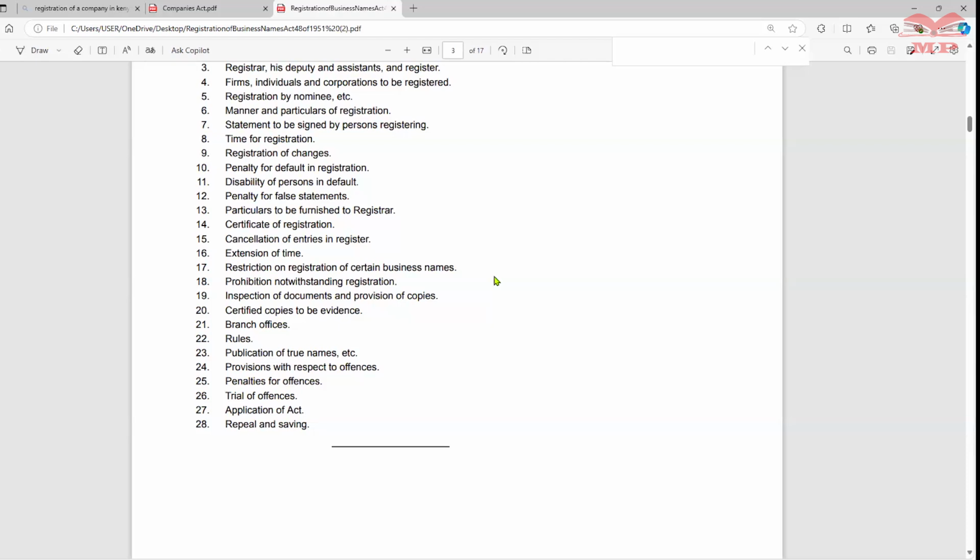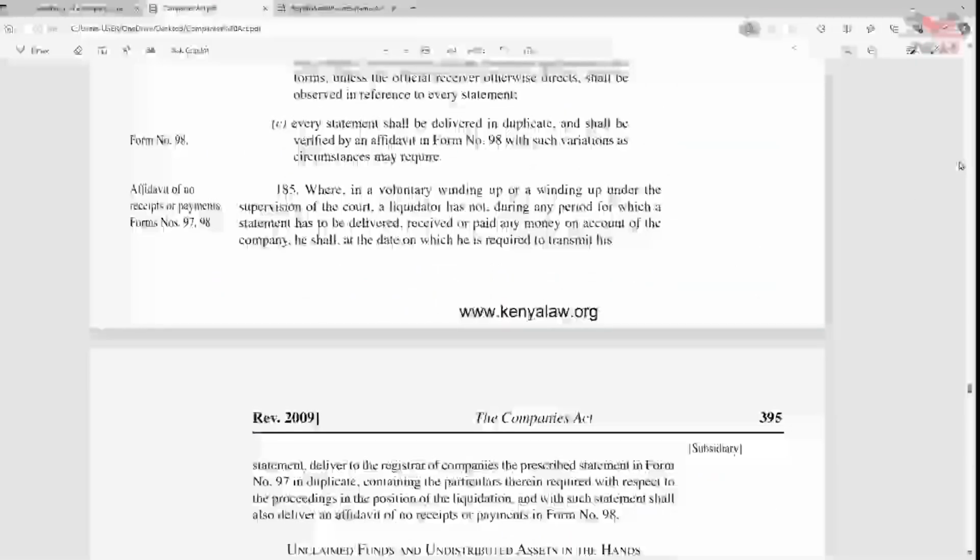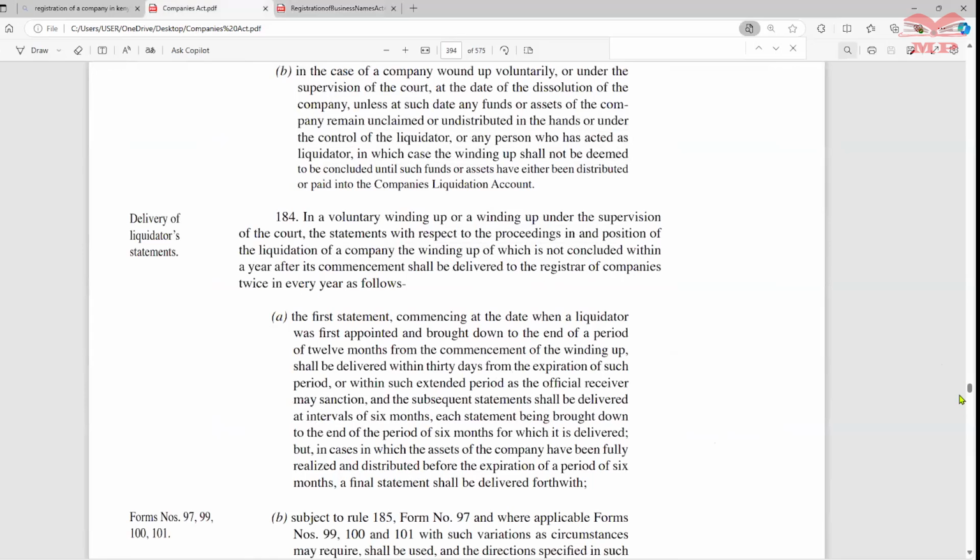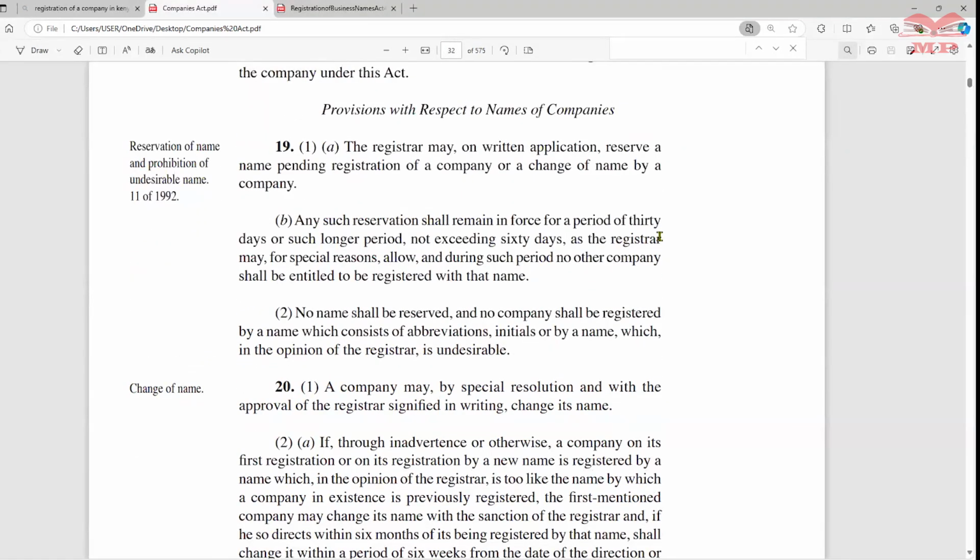Also, if the name of a company closely resembles the name of a previous company, the public may be misled and may be defrauded. And in such a case, the court will direct the change of name of the company. We go to the Companies Act, Section 19, whereby Section 19 itself provides that, and these are the provisions with respect to names of companies. And the registrar may, Section 19(1), reserve a name pending registration. The reservation is for a period of 30 days, but not exceeding 60 days.